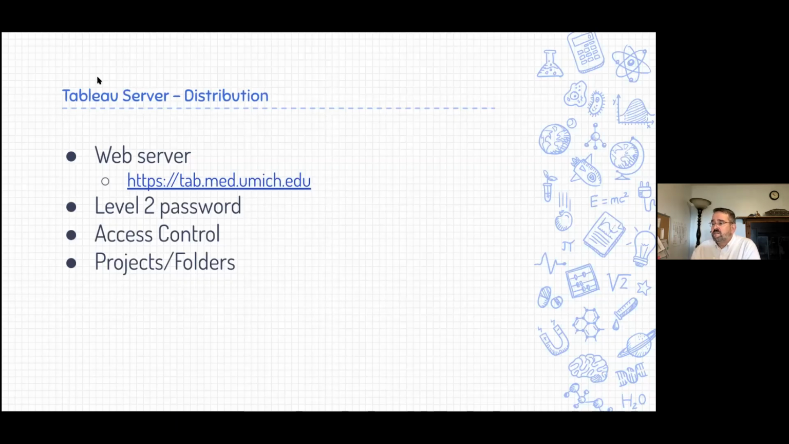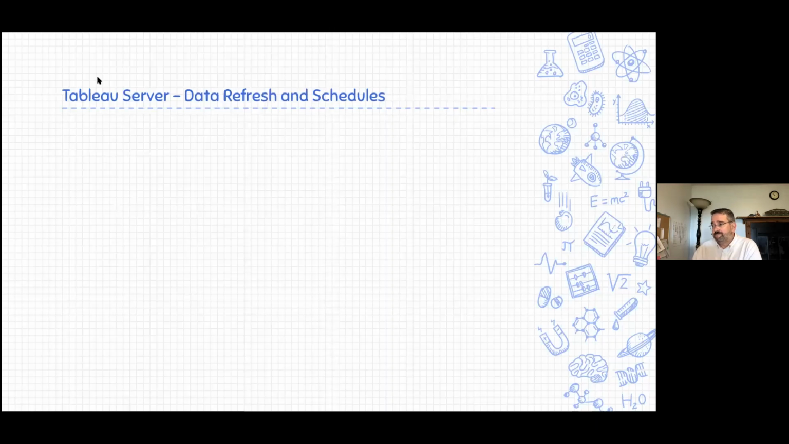So for the distribution, and I mentioned this before, primarily for Tableau, we're using the Michigan Medicine Tableau Server. Central Campus has one as well, but it's not able to store HIPAA data. The Michigan Medicine Tableau Server requires your level 2 password. It has the ability to control access to individual workbooks, individual data sources, and hierarchies and folders within that server.